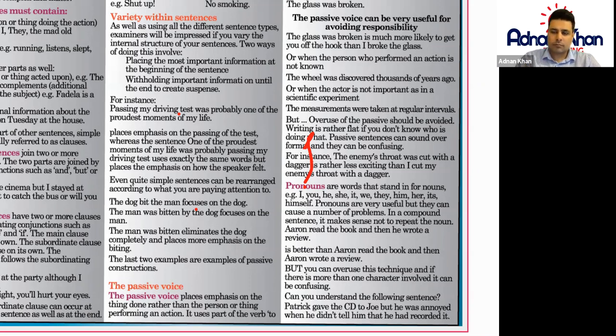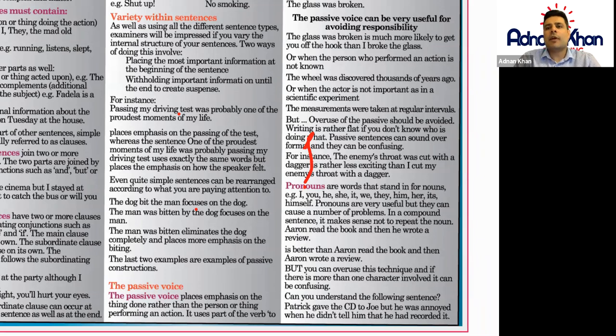Even quite simple sentences can be rearranged according to what you are paying attention to. "The dog bit the man" focuses on the dog. "The man was bitten by the dog" focuses on the man. "The man was bitten" eliminates the dog completely and places more emphasis on the biting. The last two examples are examples of passive constructions.